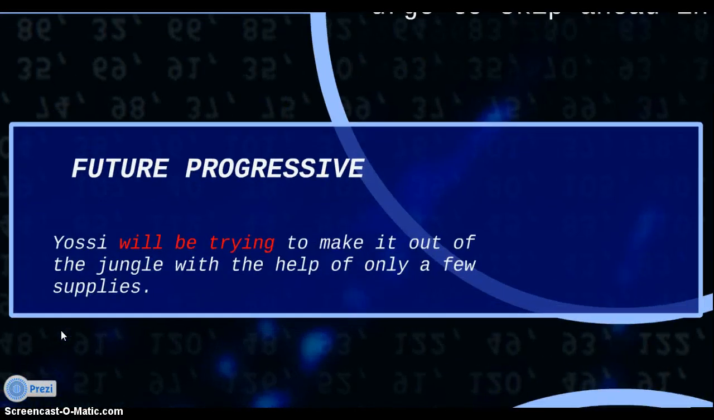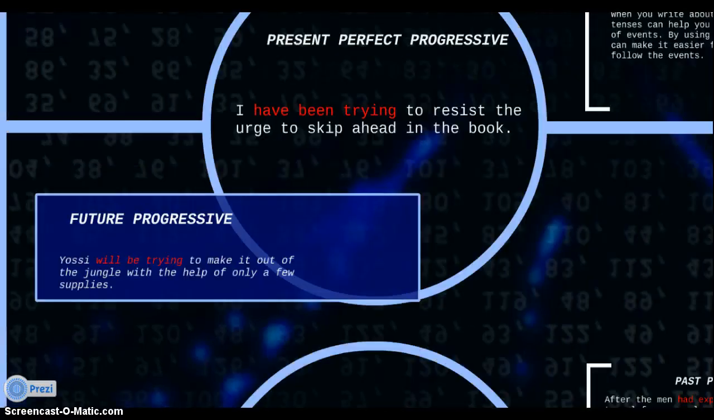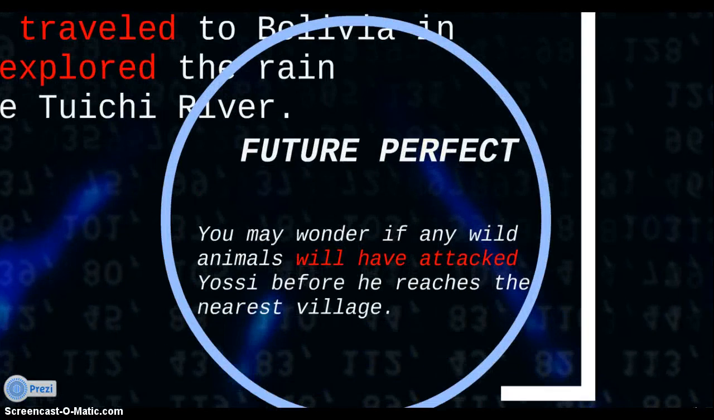We can also have future progressive. And if you look, it's got three parts. Yossi will be trying to make it out of the jungle with the help of only a few supplies. Anytime you're using a progressive form, it's going to end in ing. It's going to be that present participle form of the verb. It's going to have two helping verbs if it's a progressive form. In this case, we have will and be. But here we have a really simple form that we can use to say something will be happening in the future. We also have future perfect.